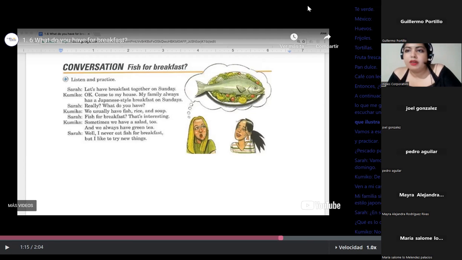Really? What do you have? ¿En serio? ¿Qué es lo que consumen? ¿Qué es lo que comen? We usually have fish, rice, and soup. Nosotros normalmente tenemos pescado, arroz y sopa. Fish for breakfast. That's interesting. Pescado para el desayuno. Bastante interesante. Sometimes we have salad too, and we always have green tea. A veces tenemos ensaladas y té verde. Well, I never eat fish for breakfast, but I like to try new things. Nunca he comido pescado en el desayuno, pero me gustaría probar nuevas cosas.